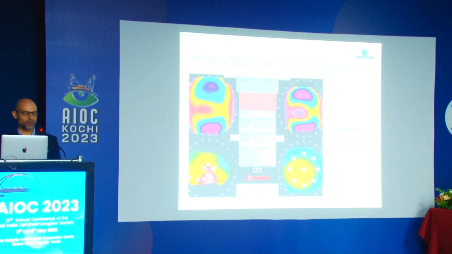Topography also is useful because it helps you understand the extent of the disease on the cornea. So especially if you're dealing with an ectasia, you want to make sure you're encompassing the entire ectasia in your trephination. And I think topography with a large diameter is very useful in that.